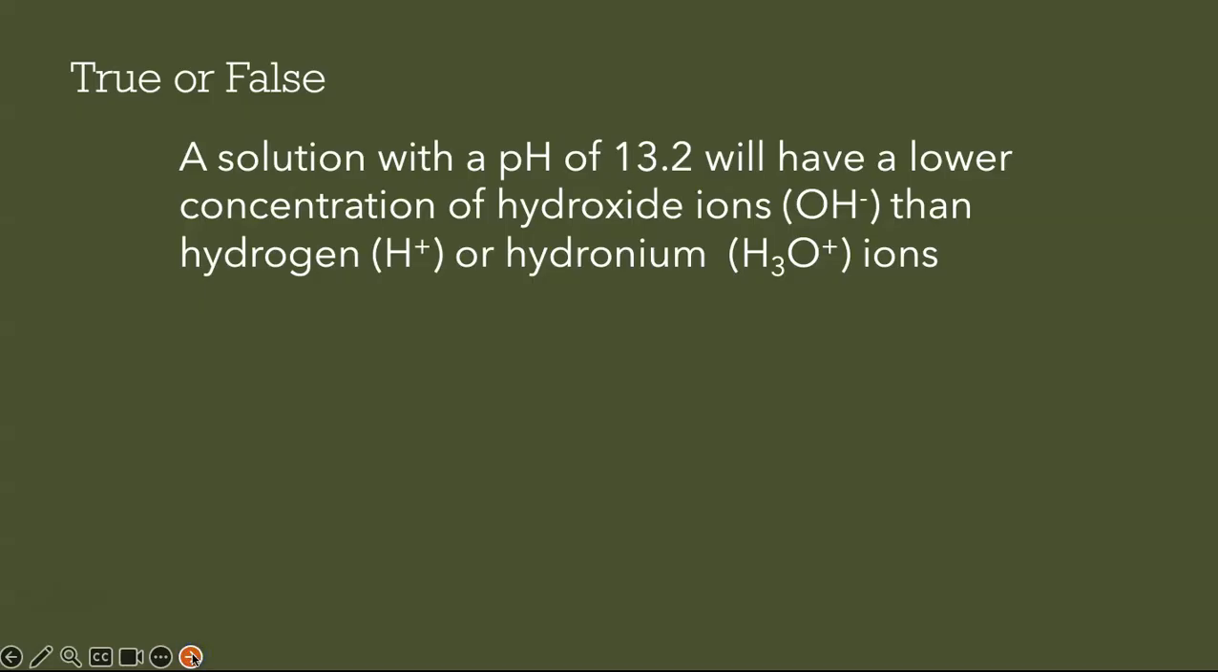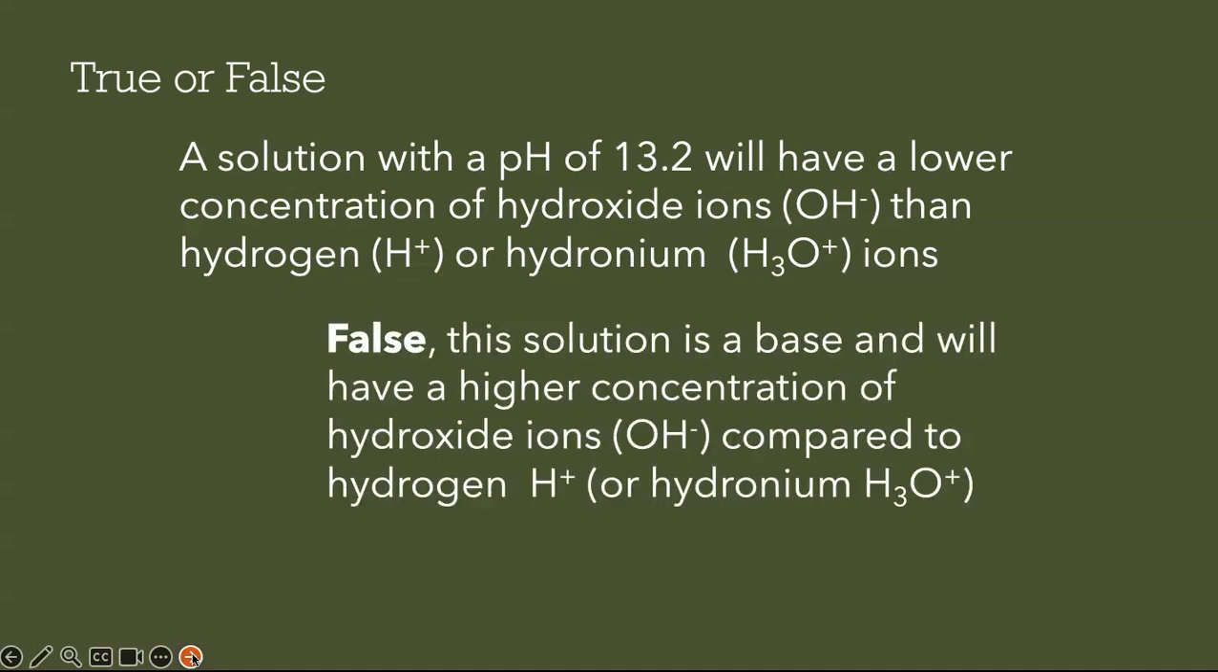All right, here we go. Here's another one for you. Go ahead and take a moment and work it out. All right, so what did you say? So we've got this solution with a pH of 13.2. So I know my pH, so I know it's very basic. Does it have a lower concentration of hydroxide ions? Absolutely not. It's a strong base, so it may have a lot of hydroxide ions, but it's definitely not going to have very many hydronium or hydrogen ions. So this question would be false.